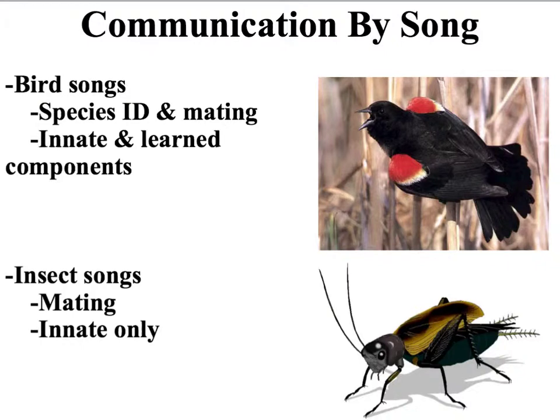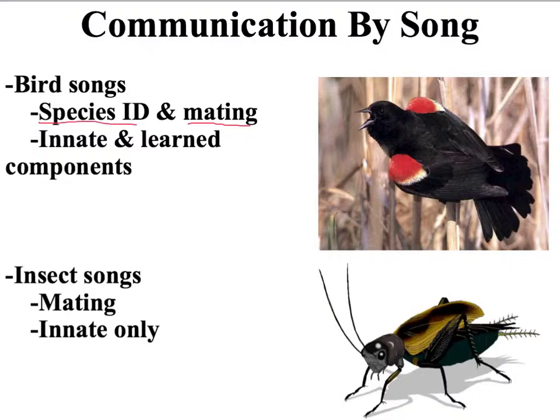We talked about how birds develop their songs, and a little bit of how they use them to communicate. Really, there's a lot of mating going on, letting other birds know that that's their territory. And since each species has its own type of song, they can be used for species identification. Insects can communicate by songs too, and typically insect songs are used for attracting mates.